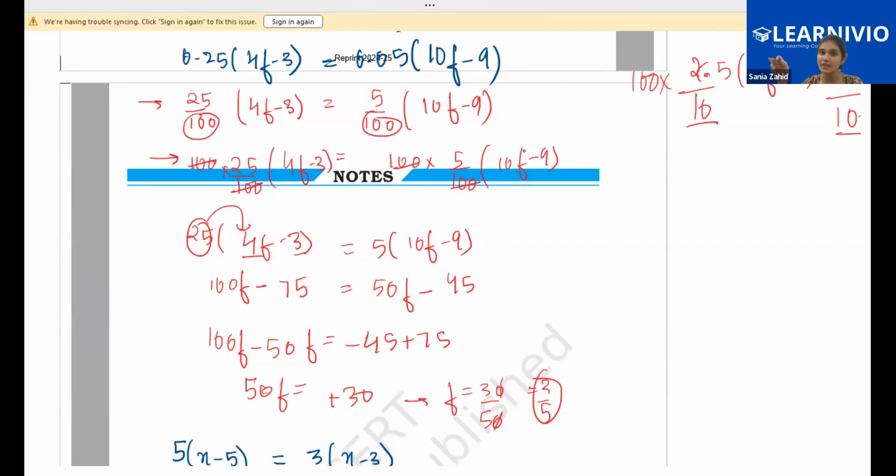You will write 0.25 into 4, and then you will think, okay, where do I have to put the decimal? And it's easier to do 25 into 4 is 100. Everybody knows. Okay, so do it. Copy it quickly, children.